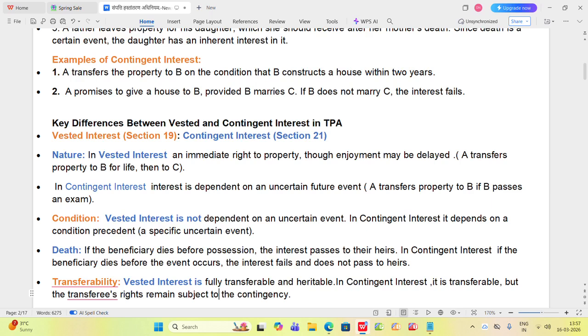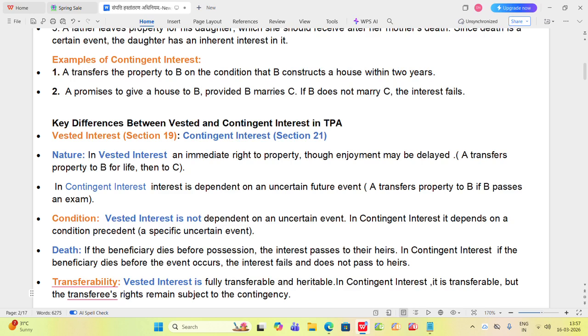Condition: vested interest is not dependent on an uncertain event. All events are certain in this case. In contingent interest, it depends on a condition precedent, a specific uncertain event. If that condition is fulfilled, then only can the transfer be made. So this is the example of the difference between vested and contingent interest.